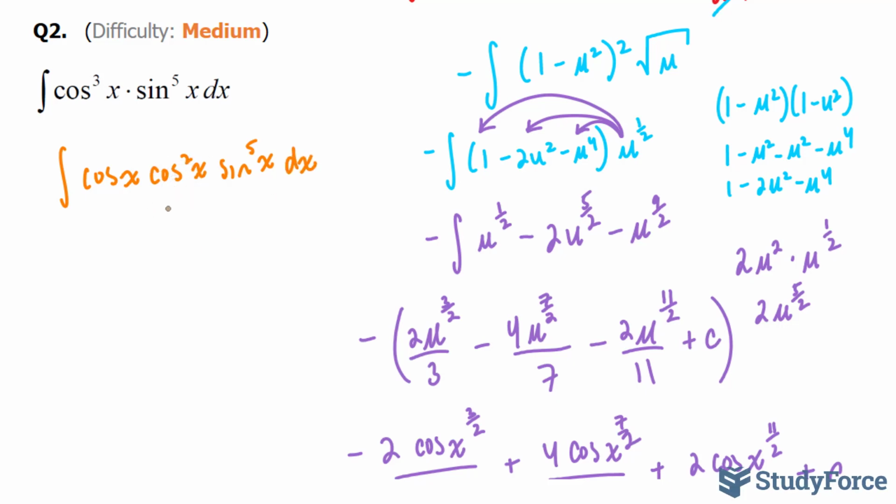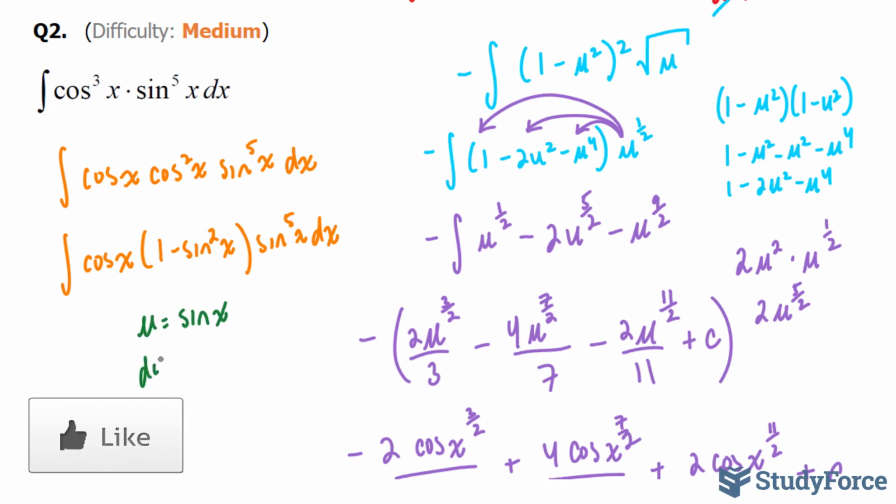This is the same thing as 1 minus sine squared x because of that identity that I showed you above. 1 minus sine squared x sine 5x dx. I'm doing this as fast as I can because I spent a lot of time on question 1. I'm going to set this as my u, where I have u is equal to sine x. This becomes du cosine x dx.